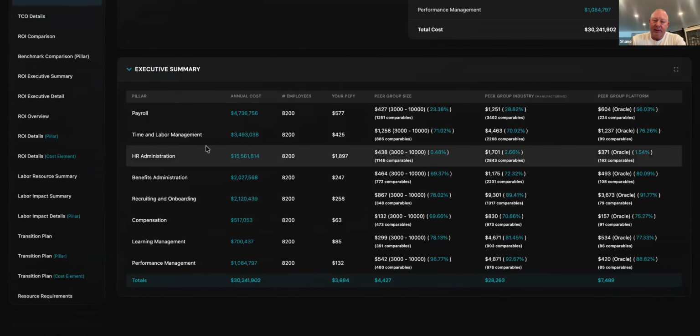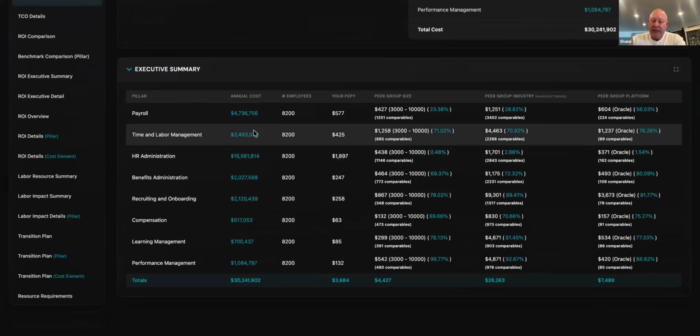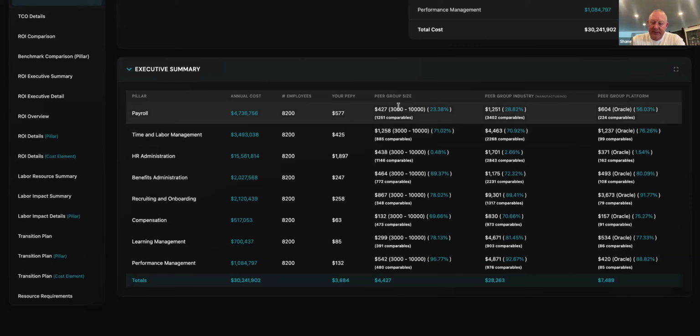And then we also have the benchmarking that comes along with that. So talk about the benchmarking. What's that, Shane? Well, because we've done 25,000 of these studies over 25 years, we have the ability to look at your numbers and benchmark that across 3 different benchmarks. One that we use is on peer group size. The second is on peer group industry. And the third is on peer group platform being leveraged.